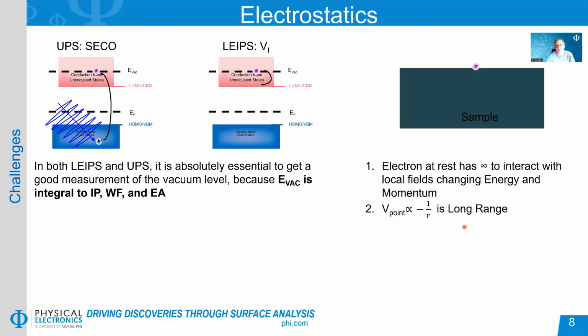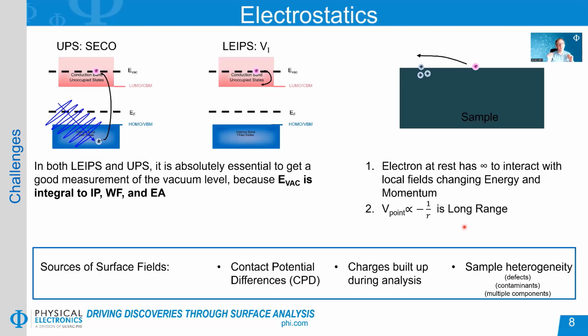And the primary reason is that if you have an electron at rest, it's not moving, it's not doing anything, that means that if there are some charges nearby, or even not so nearby, the electron is going to have plenty of time to interact with them and change its energy and change where it's going, right? Remember that the potential for a point charge is proportional to -1 over the distance between them. That's a long-range force. And so that is a big problem, that the low-energy electrons are so sensitive to stray fields.